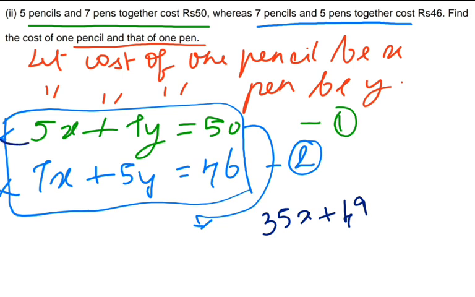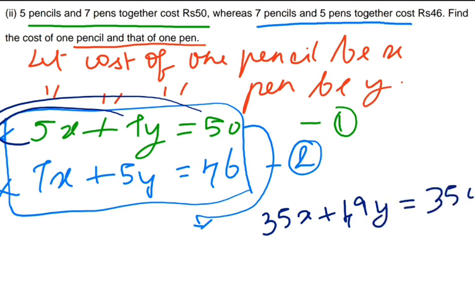So I'm just multiplying this. We should multiply both the RHS as well as the LHS. 7 fives are 35, 350. So this will be our first equation.